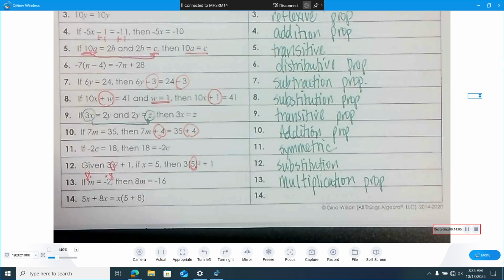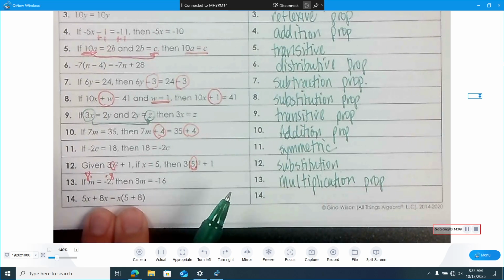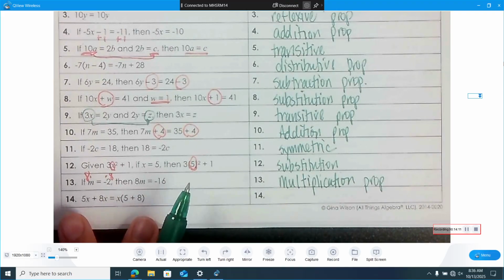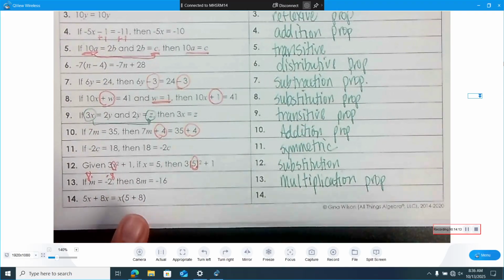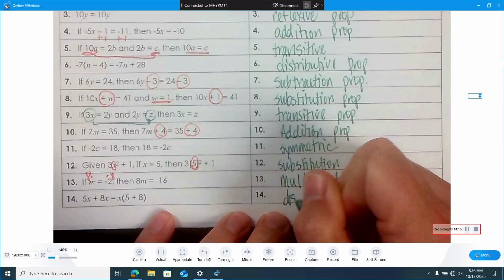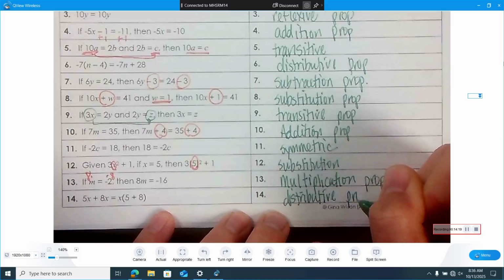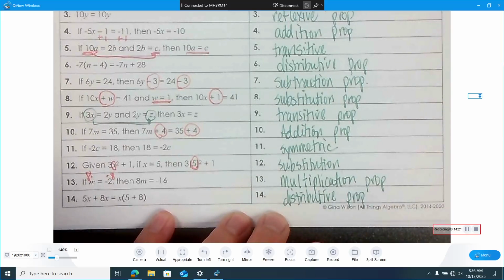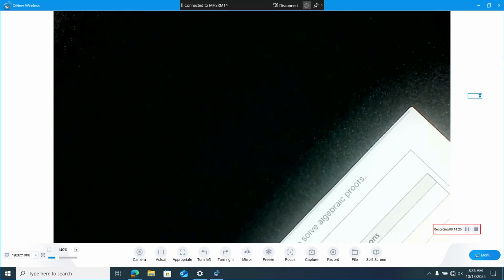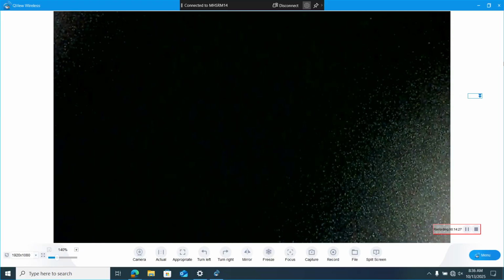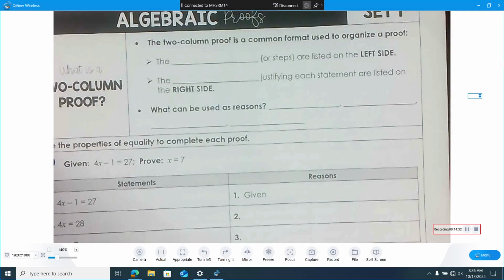What about 14? Distributive property. It's only written in reverse, though, yeah? We could use the symmetric property to spin it around, but that is the distributive property. Very good. All right, distributive property. Any questions on properties? No. Okay. All right, now let's practice doing a few proofs here.